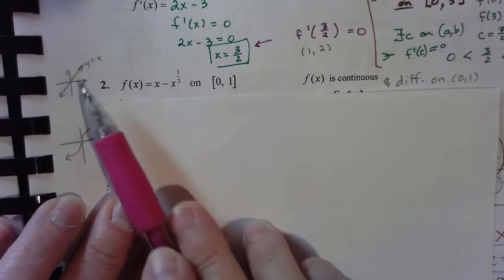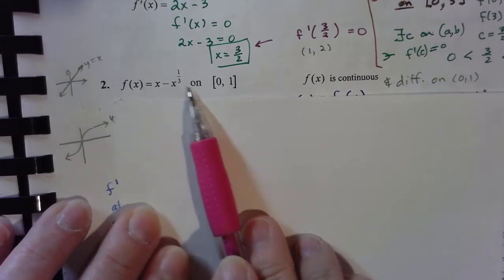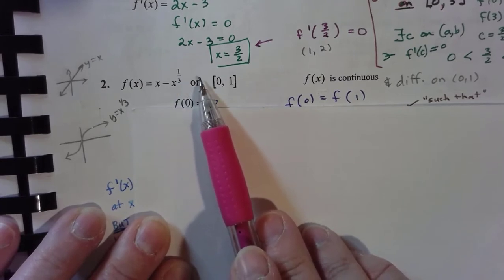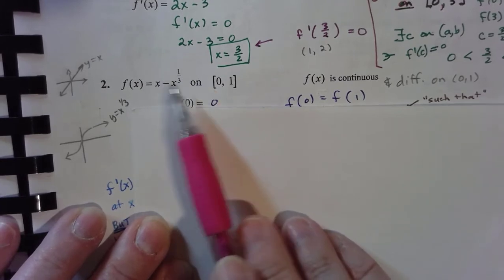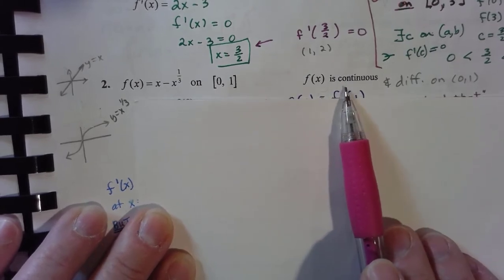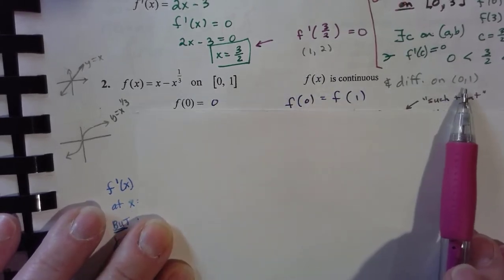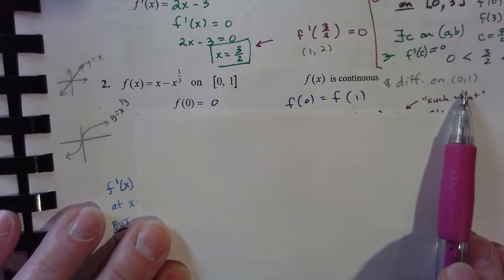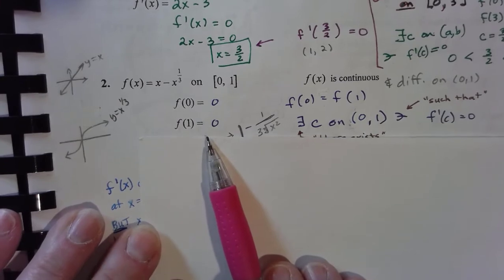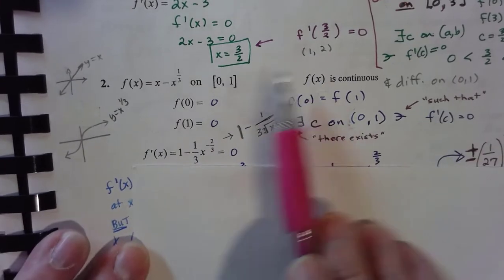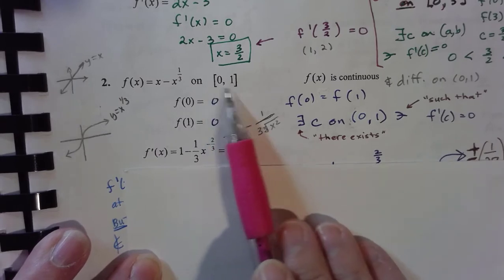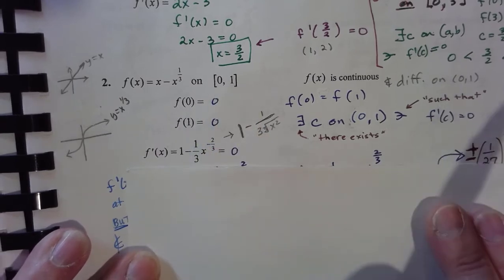x is the line y equals x. x to the 1/3 is this function. Both are continuous. You had your rules of continuity that said when you added 2 continuous functions, you still have a continuous function. So our function is continuous and differentiable on the interval from 0 to 1. So now we're going to find f at 0, f at 1. So the derivative has to equal 0 somewhere from 0 to 1. That is what Rolle's theorem says.